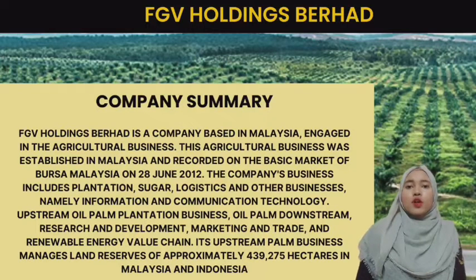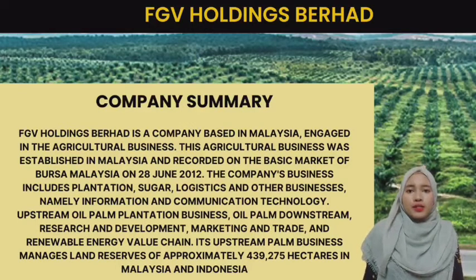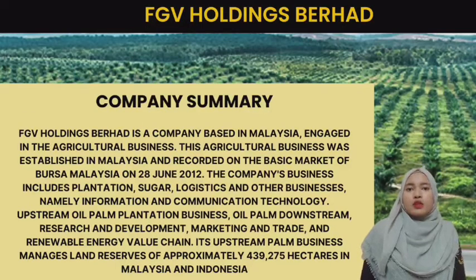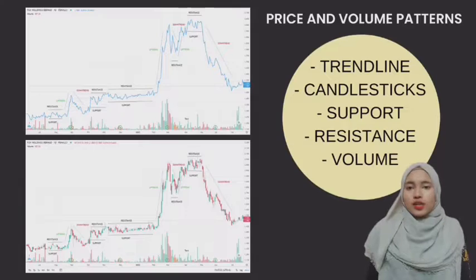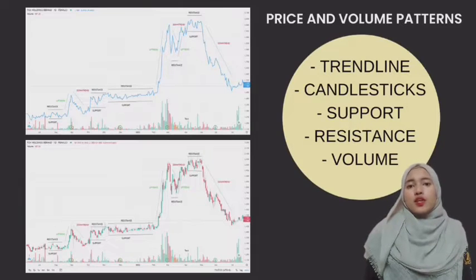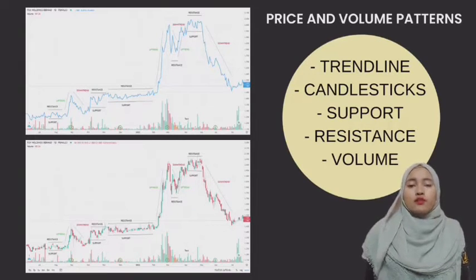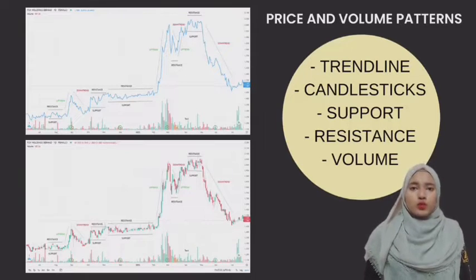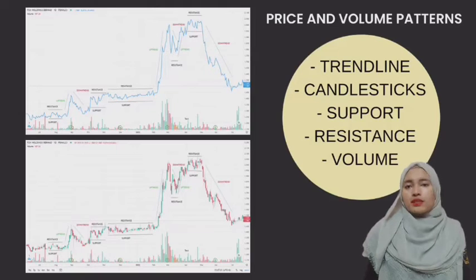Company summary. FGV Holdings Berhad is a company based in Malaysia engaged in the agriculture business. This company's business includes plantation, sugar, logistics and other businesses. Trend line. This company shows a sudden drastic increase from February until March 2022. Then the trend line for this company shows a decrease, which is quite sharp, from May until July 2022. Candlestick.